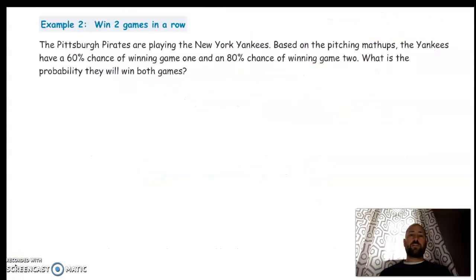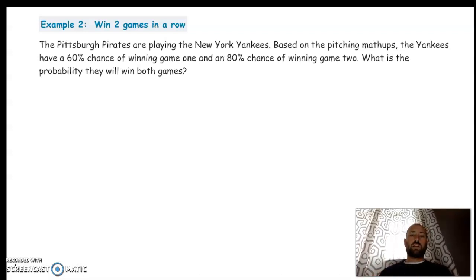This is one that I'm really going to enjoy here. The Pittsburgh Pirates and New York Yankees. Pirates are my favorite team. Based on the pitching matchup, who's pitching, the chance of winning the games changes. So the Yankees have a 60% chance of winning game 1 and an 80% chance of winning game 2. What is the probability they will win both games?